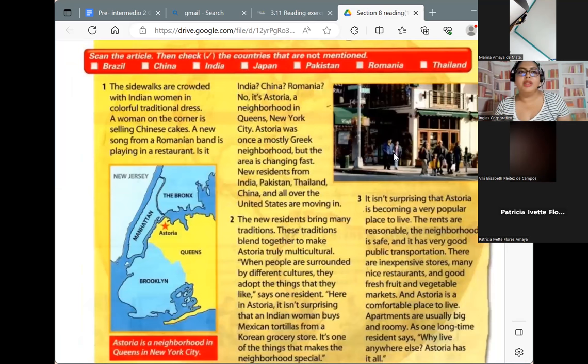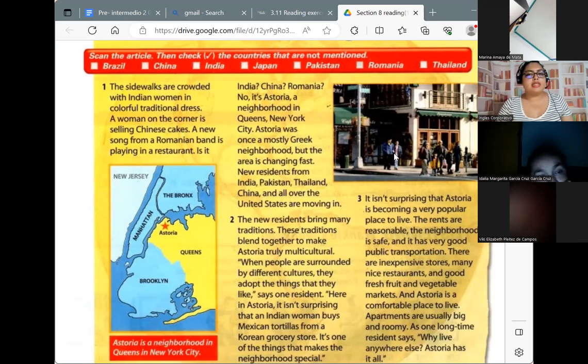It says that the sidewalks are crowded with Indian women in colorful traditional dress. A woman on the corner is selling Chinese cakes. A new song from a Romanian band is playing in a restaurant. Is it India, China, Romania? No, it's Astoria, a neighborhood in Queens, New York City. Astoria was once a mostly Greek neighborhood, but the area is changing fast. New residents from India, Pakistan, Thailand, China, and all over the United States are moving in. The new residents bring many traditions. These traditions blend together to make Astoria truly multicultural.